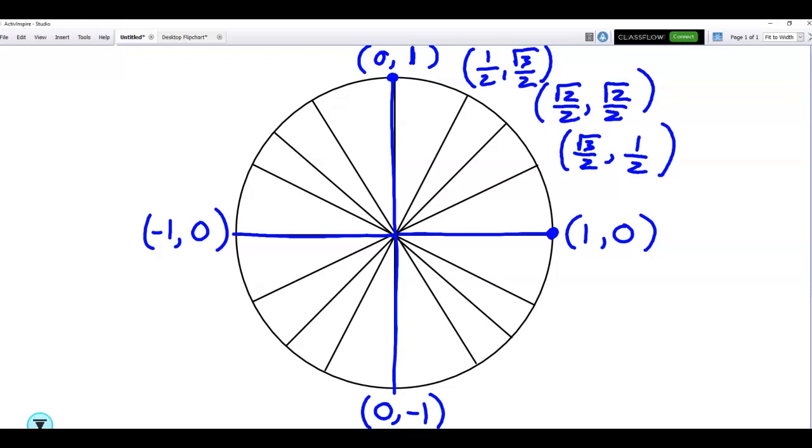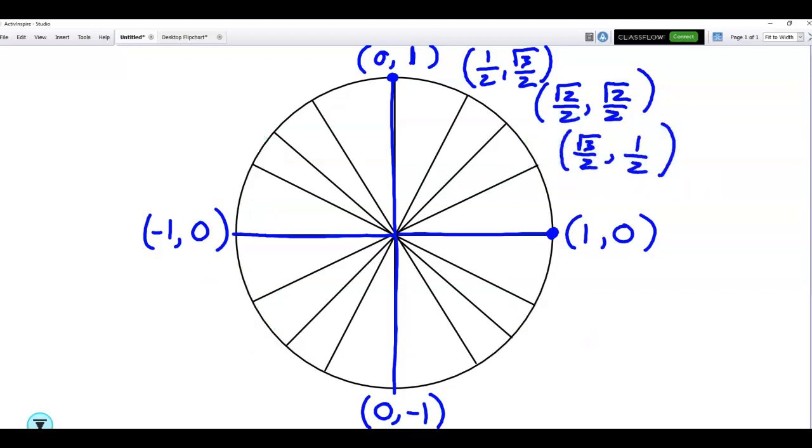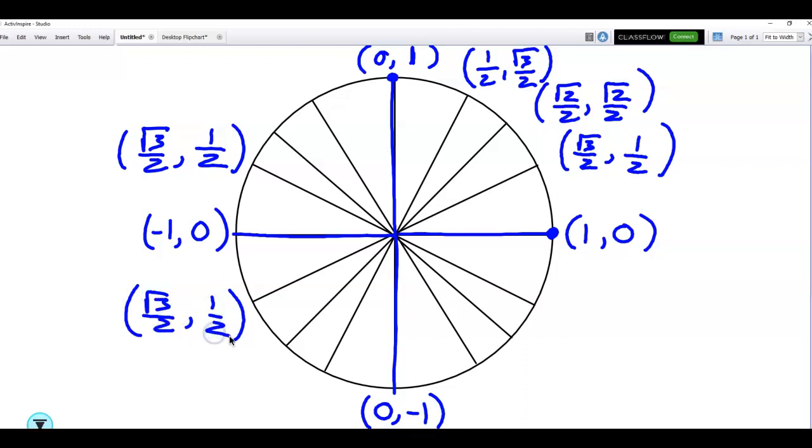The reason the other ones are easy to get is because once again we have symmetry. Whatever this point is, the one directly across from it here, and the one directly across from it here, and also here, will all be exactly the same numbers. The only difference will be their signs. So for instance, let's go ahead and put them all in there. So this one's radical 3 over 2. This one's 1/2. This one's also radical 3 over 2. And this one's 1/2. This one's radical 3 over 2.